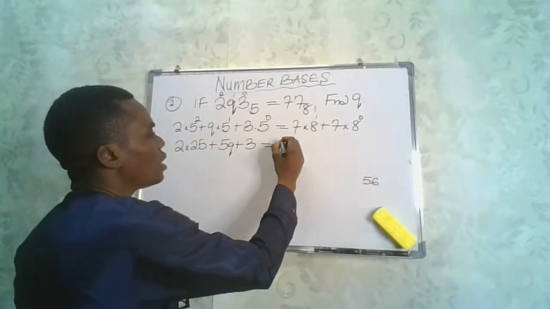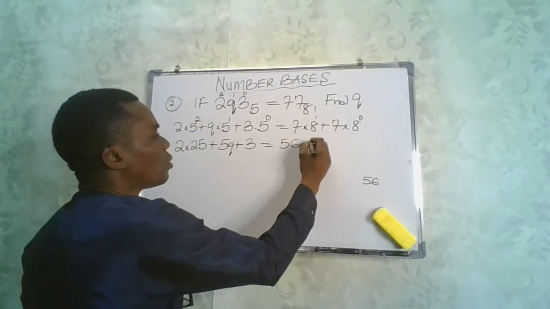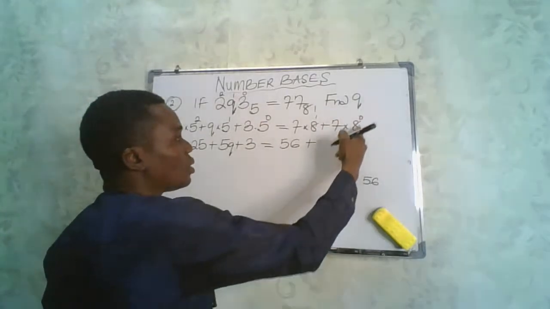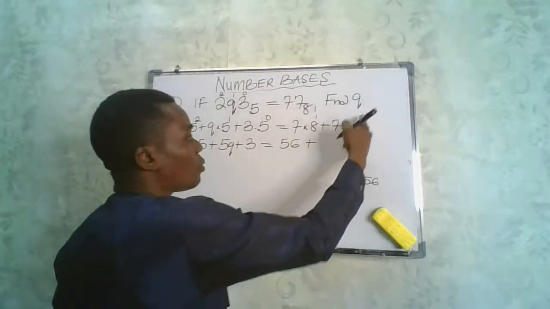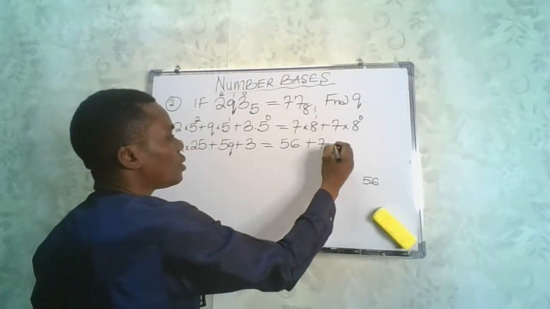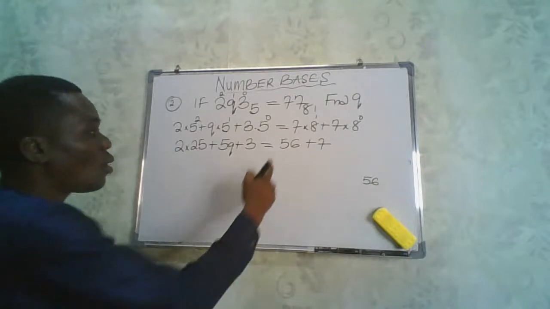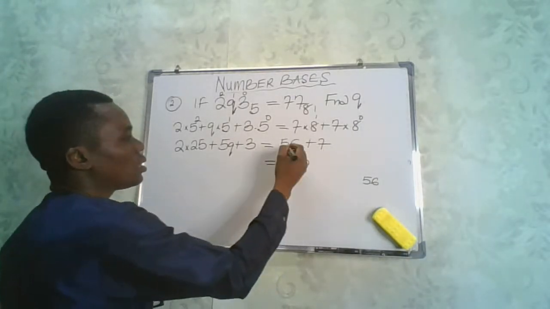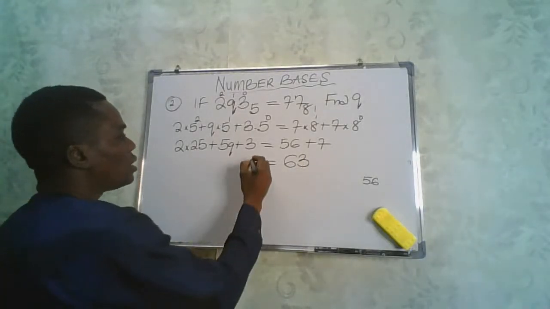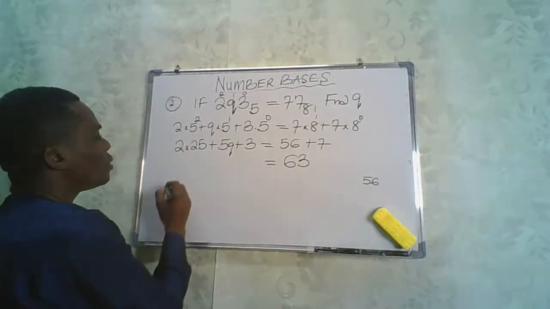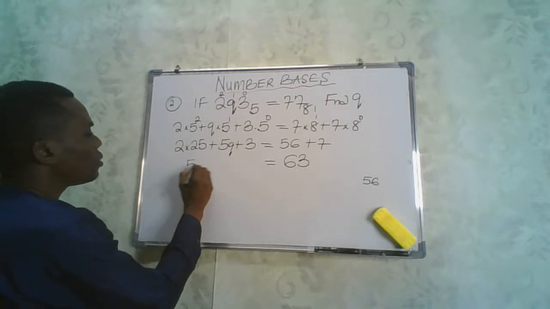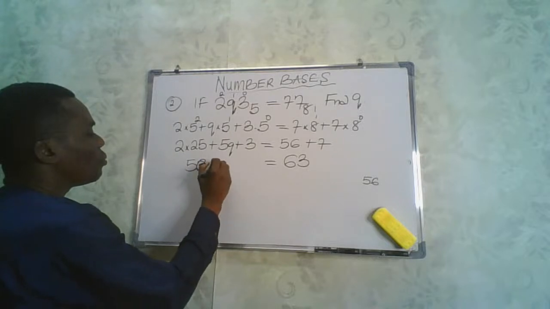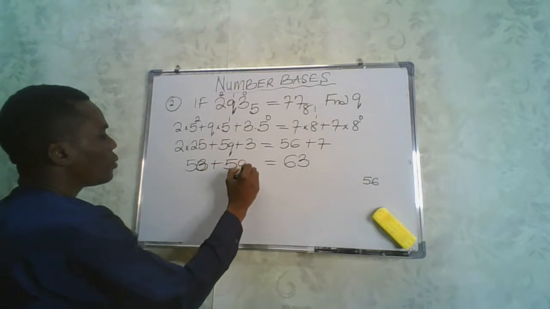So we'll have 56 plus 7, 8 to the power of 0 is 1. Anything raised to the power of 0 is 1. So this is going to give us 7. If we add this, we're going to have 63. And this will be equal to 2 times 25, which is going to give us 50, plus 3, that will give us 53, plus 5Q.